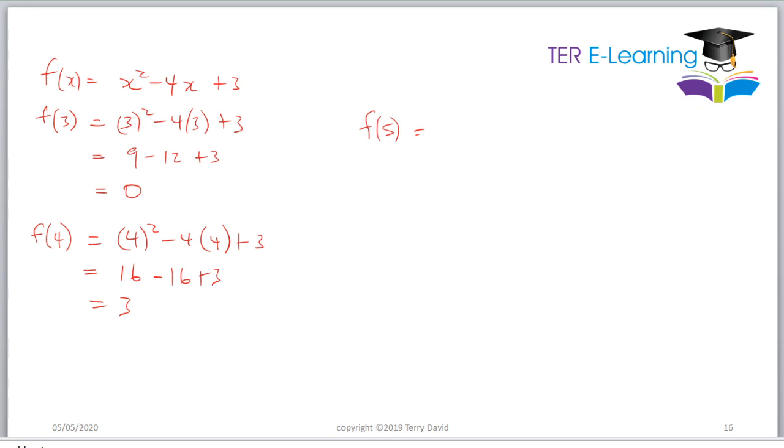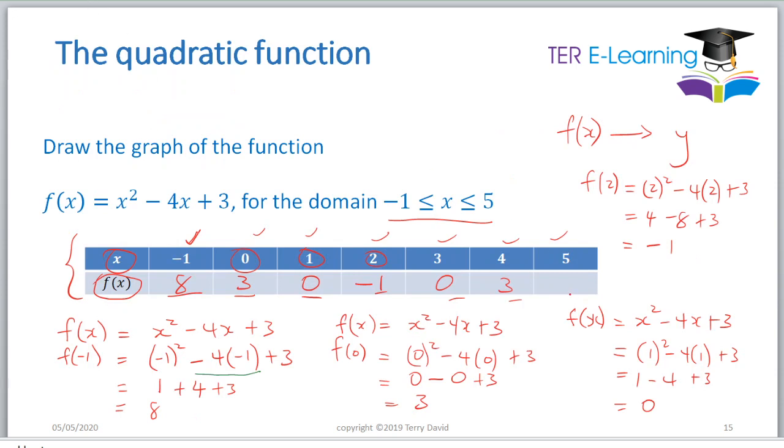Alright, so I see some of you are getting 8. Let's see. F of 5, we're going to substitute 5 into the equation. So 5 squared minus 4 by 5 plus 3. So 5 5s are 25 minus 5 4s are 20 plus 3. So 25 minus 20 gives me 5. 5 plus 3 gives me 8. Right? So I'm going to put 8 here.